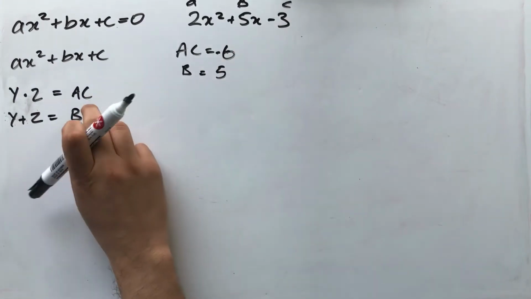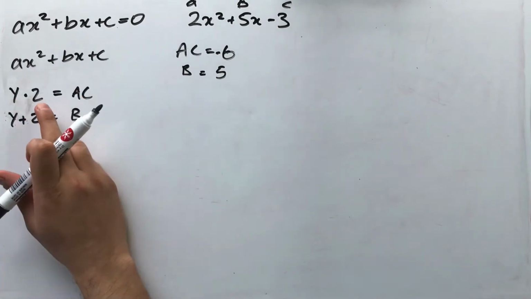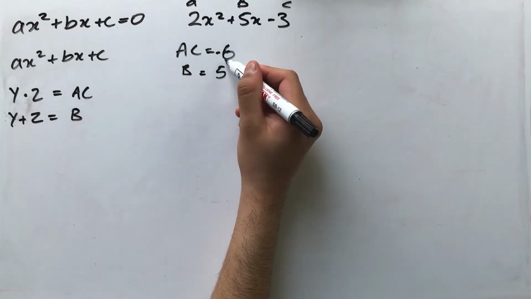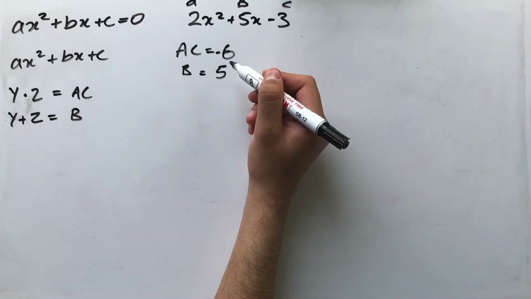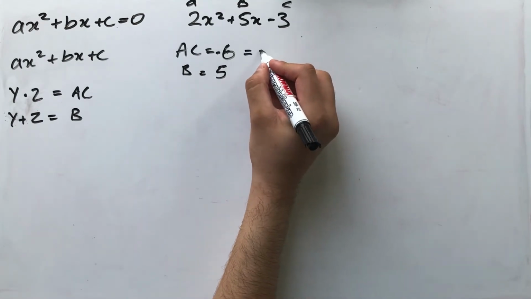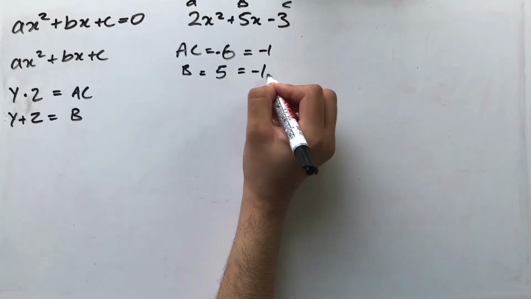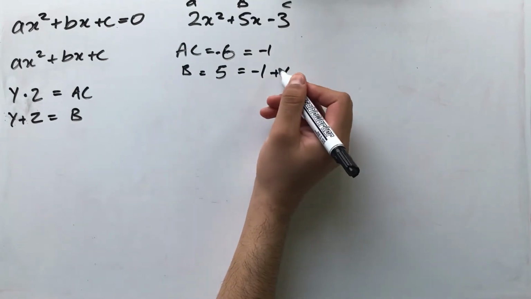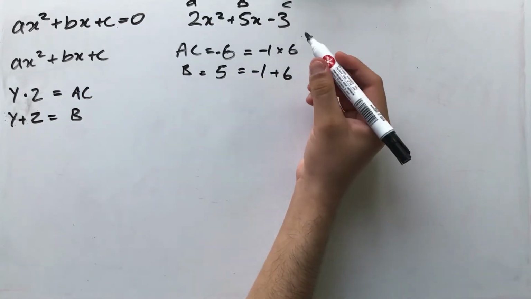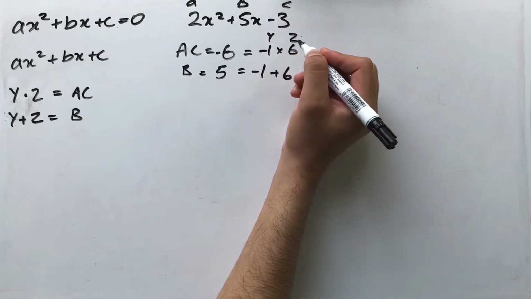Now remember, according to these rules, we have to find two terms, Y and Z, that when you multiply them, you get negative 6, and when you add them, you get B. For this expression, this is negative 1 and 6. Let me just do that here. Negative 1 plus 6 gives you 5. And when you multiply negative 1 and 6, it gives you negative 6. So for this expression, we can say that negative 1 is the Y and this is the Z.